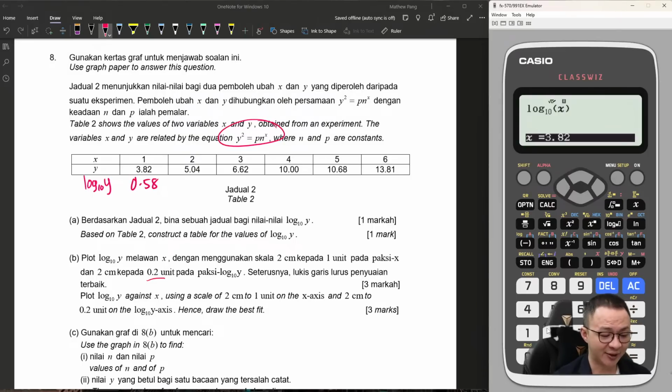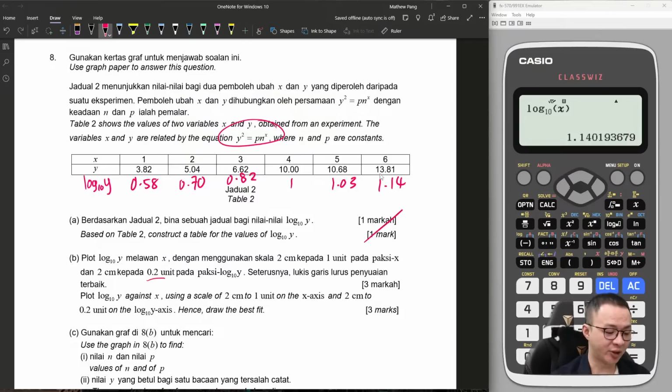Then I do the calculate button again. I do 5.04. Then this is 0.70. Then I do 6.62, and I get 0.82. Calculate button again. I got 10, so this is 1 now, okay? Then 10.68 is 1.03. Lastly, 13.81 is 1.14. Okay, then we're done. One mark bonus mark question.